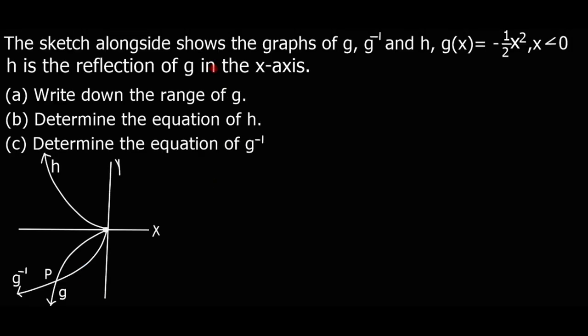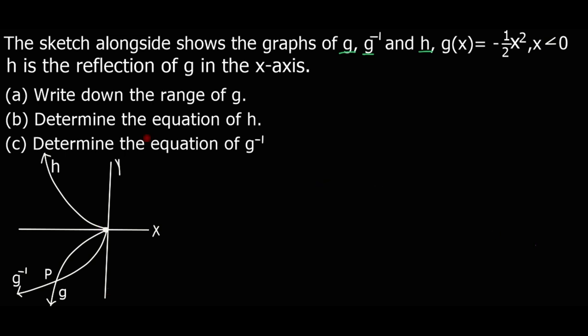This one: the sketch alongside shows the graphs of g, g inverse, and h. They give three graphs: the graph of h, the graph of the inverse, and the graph of g, but they give only the equation of g of x, and not the equation of the inverse or the equation of h. They also give the restriction that x is less than 0. But be careful now, because they are not saying x is less than or equal to 0. Less than 0 means it's below 0, but less than or equal to starts from 0 and goes to the left. So in this case, 0 is not included.